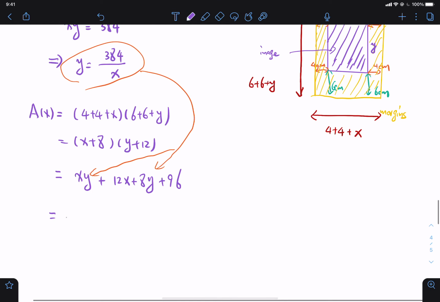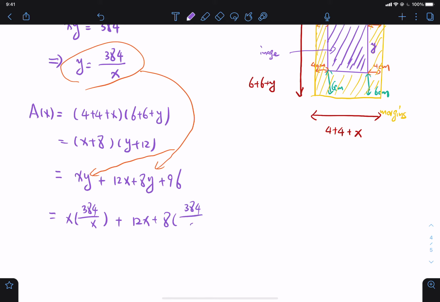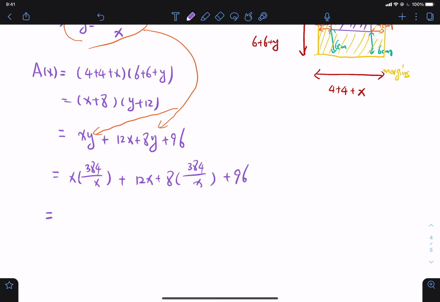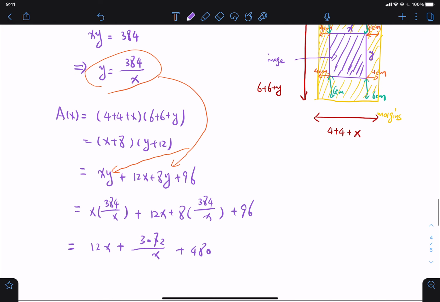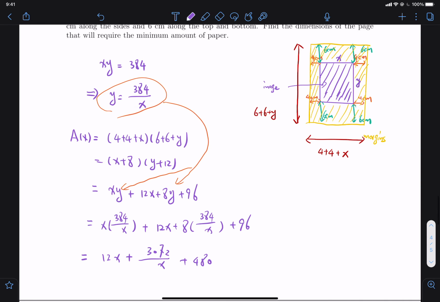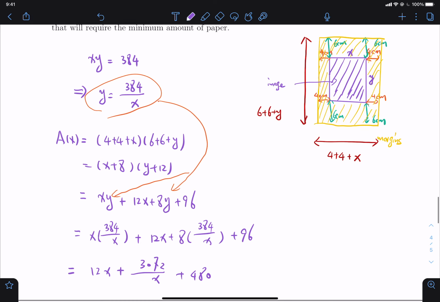That gives us x times 384 over x, plus 12x, plus 8 times 384 over x, plus 96. And this can be simplified to 12x plus 3072 over x plus 480. So that is our target function. We also need to know the domain, right? The domain depends on how large and how small x can be.